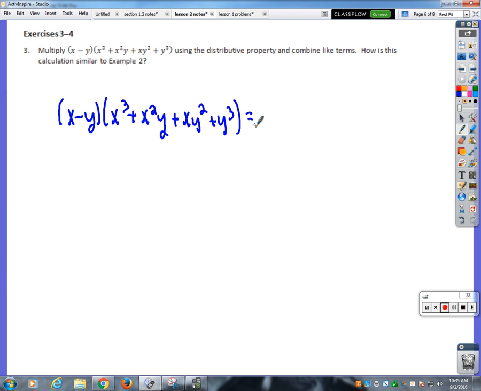So what is x times x cubed? X to the 4th. Because remember, this is like x to the 1st, so we're adding 1 to each one of the exponents as we go. What's x times x squared y? X to the 3rd y. Good. And then? X squared y squared. And then? X y cubed. Okay. Pause there, make sure everyone besides Gage has it.